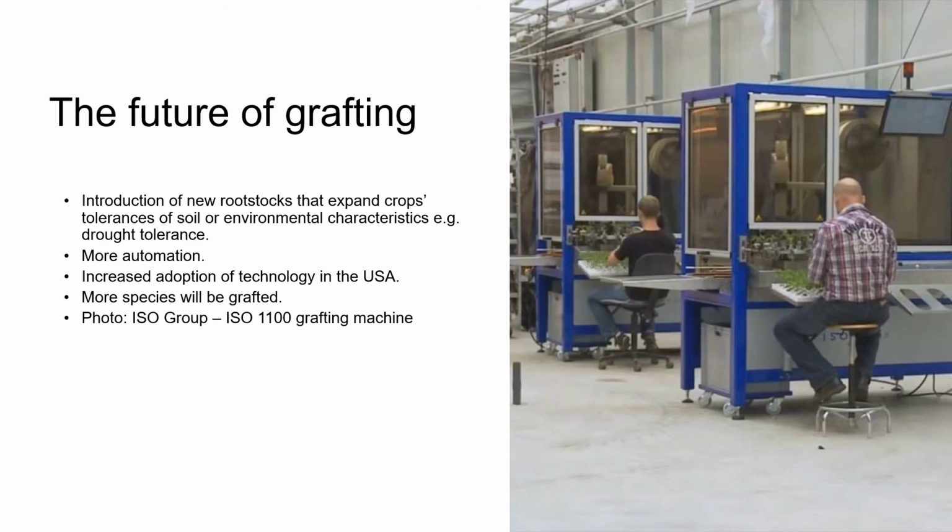Robotic grafting technology is already in use in Europe, and will see increased adoption of the technology in the USA. In the photo here, you can see robotic tomato grafters in the Netherlands that are being produced by the ISO group. Similar technology is being developed that will work with some of the easier to graft woody species, such as citrus.